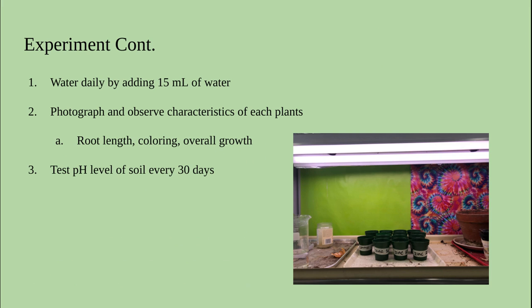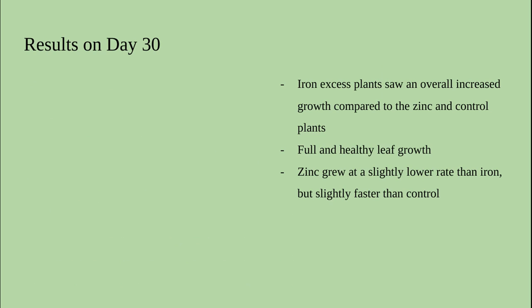I would water the plants daily with 15 milliliters of water, and throughout the process, I would photograph and observe the characteristics of each of the plants, including the root length, coloring, and overall growth, and then I would test the pH levels of the soil every 30 days.